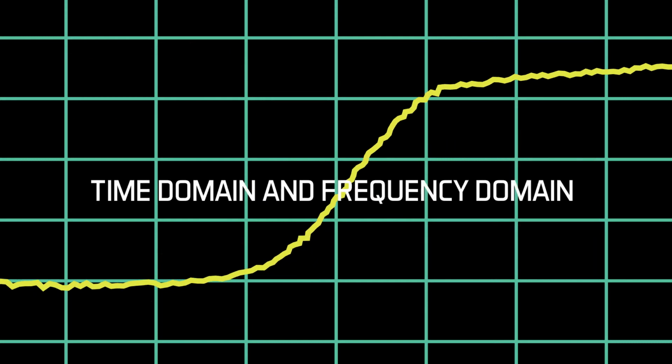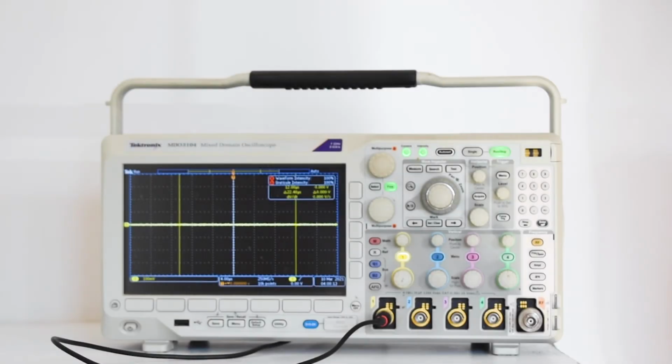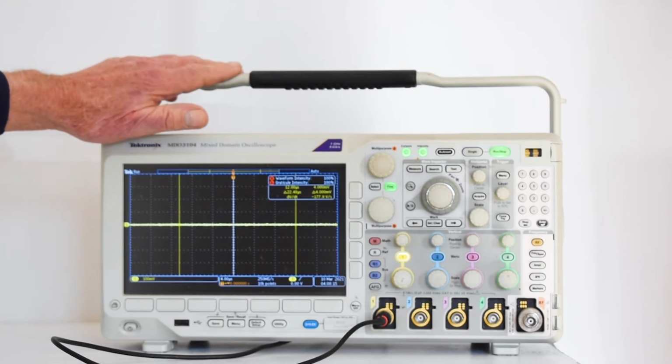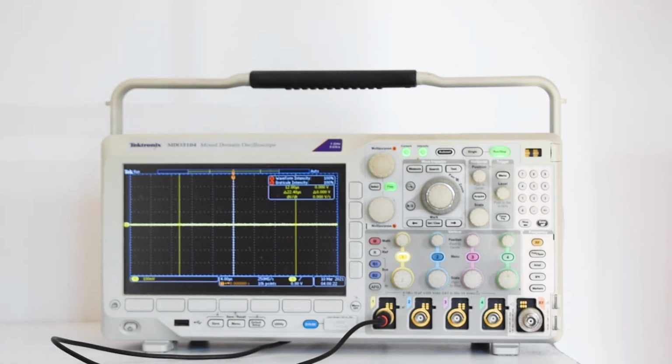Today, we'll discuss the two principal processing formats available in digital storage oscilloscopes using this 4-channel Tektronix MDO 3000 series oscilloscope. An electrical waveform can be displayed in either the time domain or the frequency domain, and the oscilloscope can easily switch from one to the other any number of times with no loss of information.